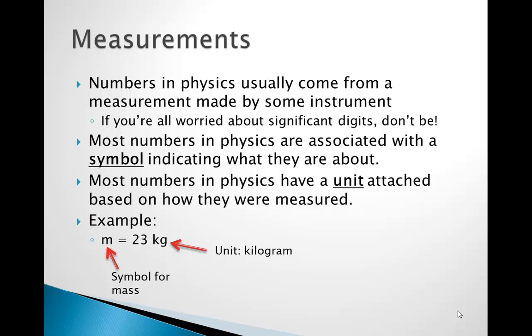A big deal is in working with our numbers, numbers are going to have a symbol attached to them and a unit attached to them. The symbol, of course, tells you what the number is about. For example, in the famous formula E equals mc squared, E, m, and c are all symbols indicating energy, mass, and the speed of light. But every number typically is going to also have a unit associated with it, and that unit is going to depend on what instrument was used to measure it.